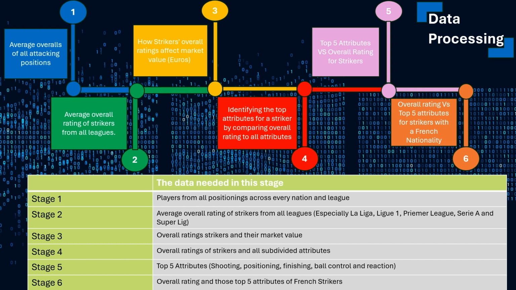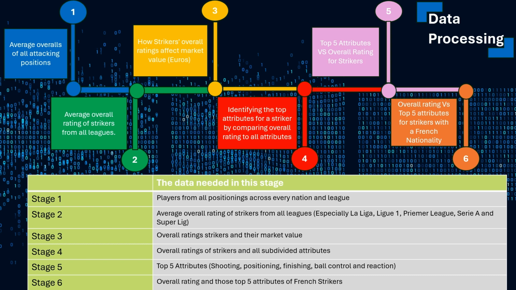First of all, average overalls of all attacking positions. In this stage, we need the data of players from all positions across every nation and league. In stage 2, we want to figure out the average overall rating of strikers from all leagues, especially the data of La Liga, League One, Premier League, Serie A, and Super League. Third, we want to find out how strikers' overall ratings affect the market value in Europe, so we need to use their overall ratings in game and their market value.